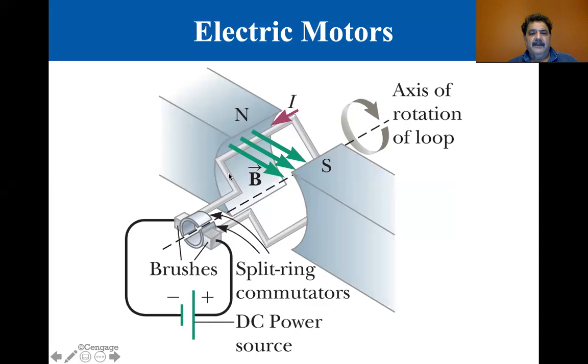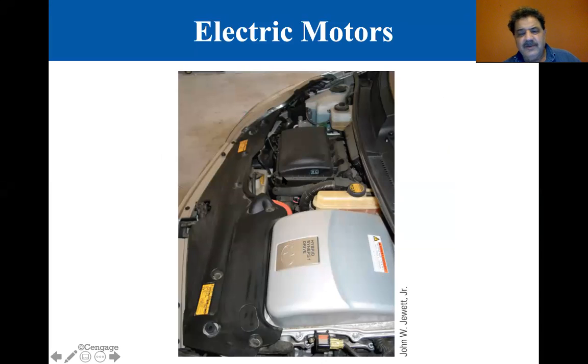And here's an electric motor. This is an electric motor from a Toyota hybrid. The engine compartment of the Toyota Prius, a hybrid vehicle. The figure shows a modern motor used to power a hybrid gas electric car. All right, I think that's it for the electric motor.